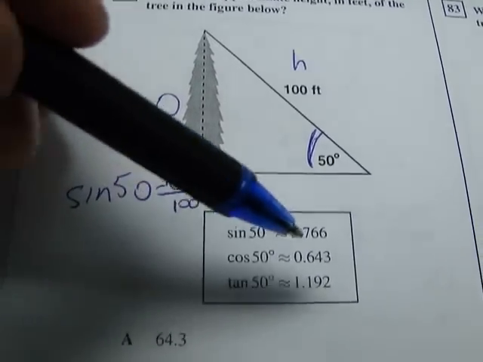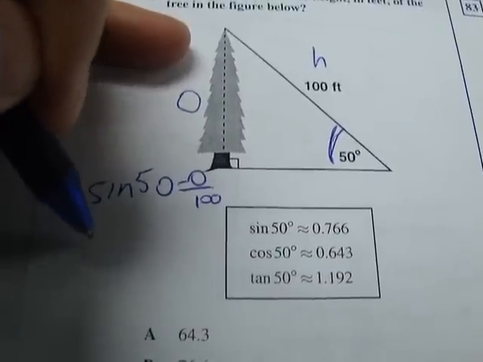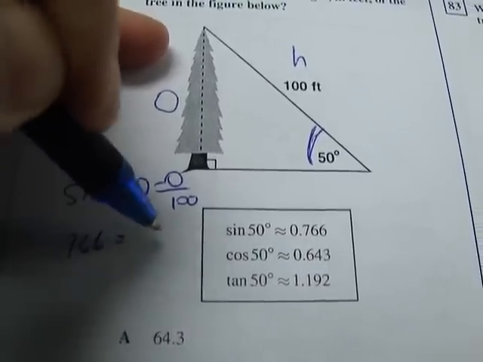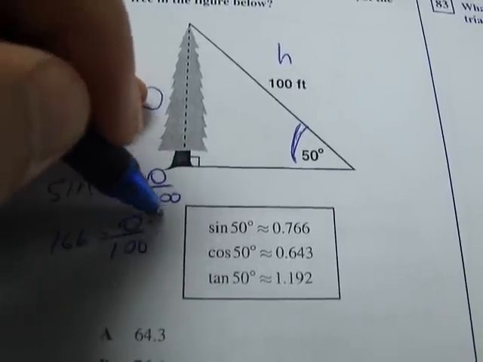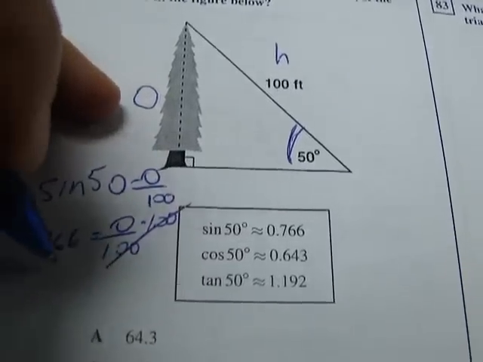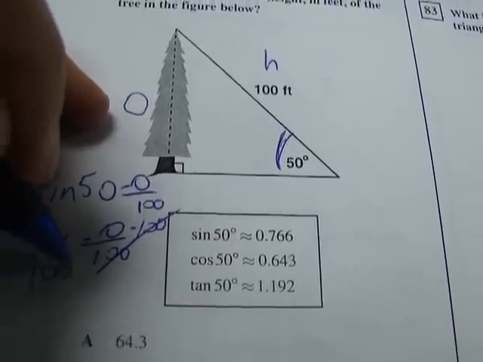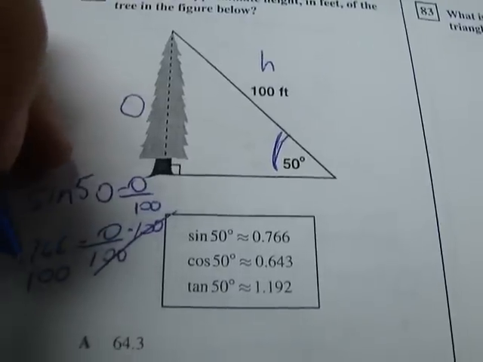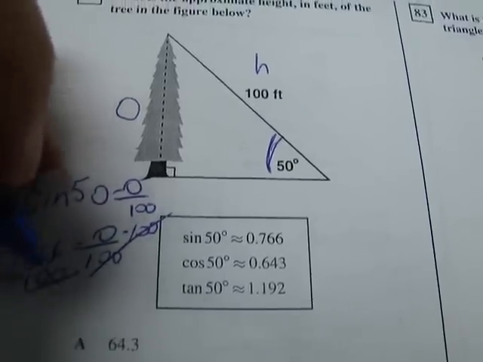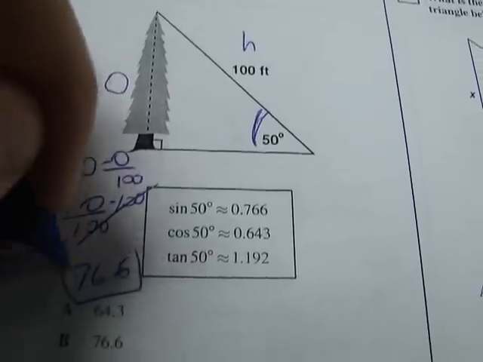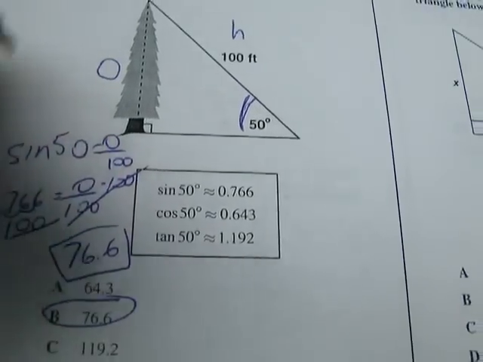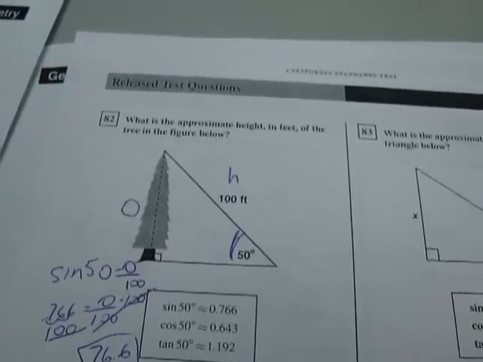And, of course, we need to use this. So it's going to be 0.766 equals O over 100. So we multiply both sides by 100. When we multiply this by 100, remember, easy way to multiply by 100 has two zeros, so we move the decimal twice to the right, and we've got it. The answer is 76.6. And that will be B. And that's it for 82.